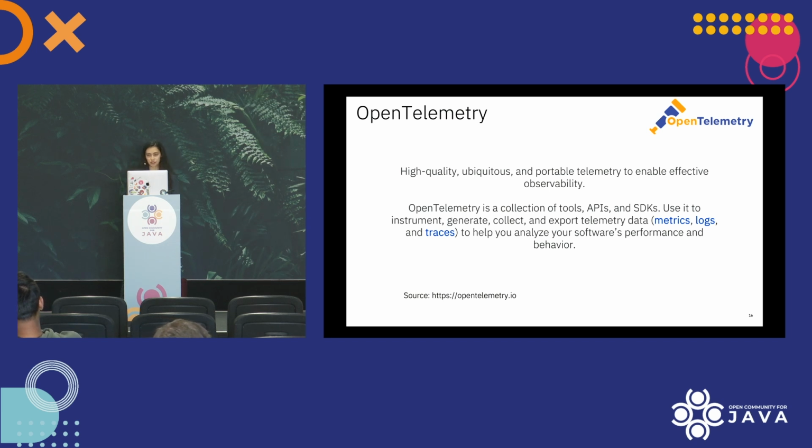OpenTelemetry was a project joined by OpenCensus and OpenTracing. It humbly describes itself as a high-quality, ubiquitous, and portable telemetry to enable effective observability. What it is to developers is a big collection of tools, APIs, and SDKs that they can use for their application in order to collect, generate, and instrument all of the telemetry data I was mentioning before, like traces, metrics, and logs. As a result, you can analyze your software's performance and behavior from the runtime all the way to the interaction with the front end.